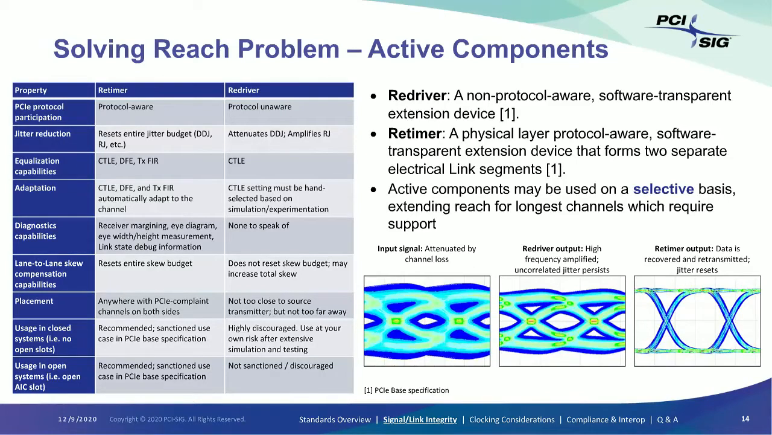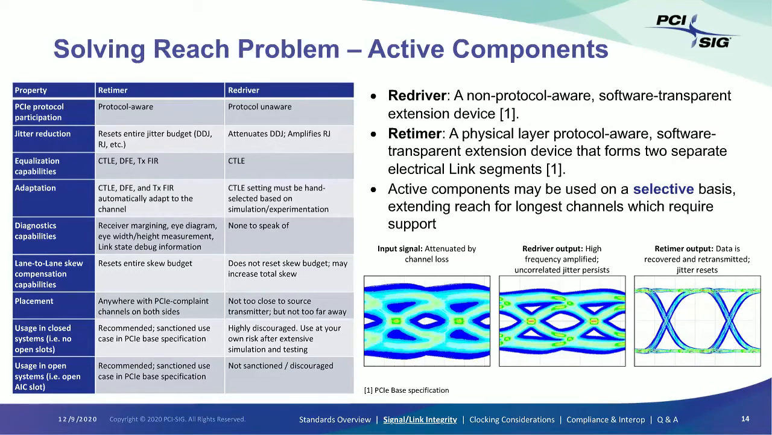Deskew is another difference between these two categories of active components. A retimer, again, like a PCI Express component, will perform deskew across all lanes to understand what the skew is and then to compensate for that. Whereas a redriver, being non-protocol aware, would not be able to measure or correct for skew.